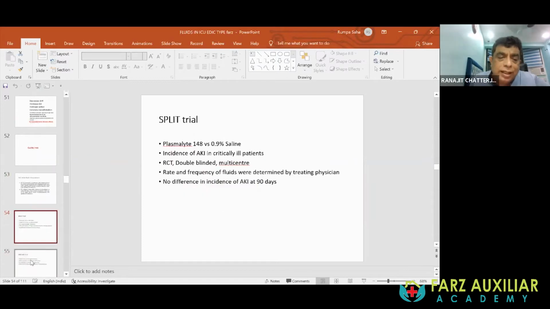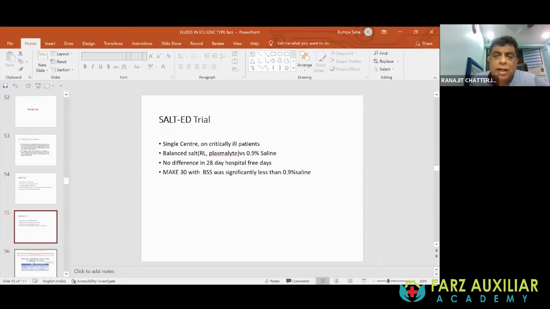Now what happened after that? Already the SPLIT trial was going on, and in the SPLIT trial they compared Plasma-Lyte, the balanced salt solution, with saline, and they found that there is no change in incidence of AKI at 90 days. There was no problem. But the SALT-ED trial, it is a single center trial on critically ill patients. Balanced salt was compared with normal saline. SALT-ED was not on critically ill, it's a non-critically ill patients. It was seen.